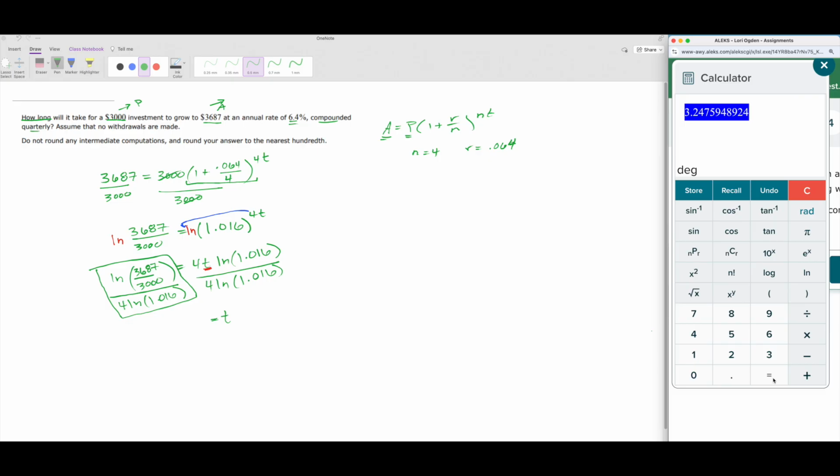Then I'll hit equals, and I get, let's just go ahead and round to the nearest hundredth, 3.25. Remember, that's years. So I think sometimes the hardest part can be communicating this expression to the calculator. So that's why I wanted to go ahead and do that piece together.